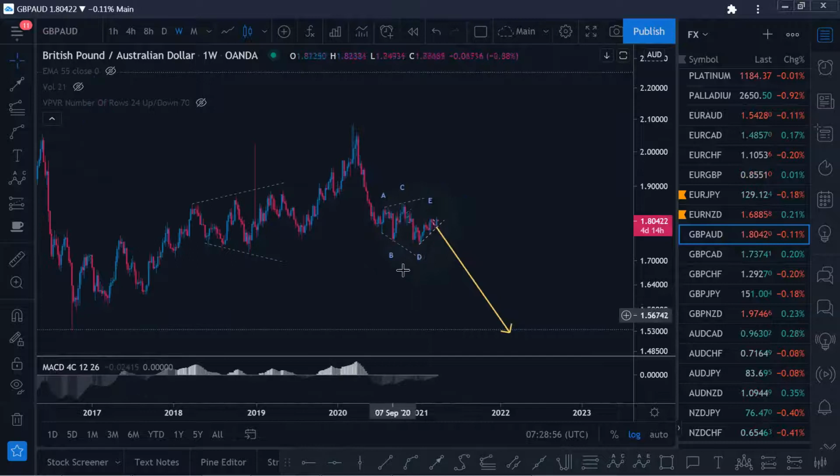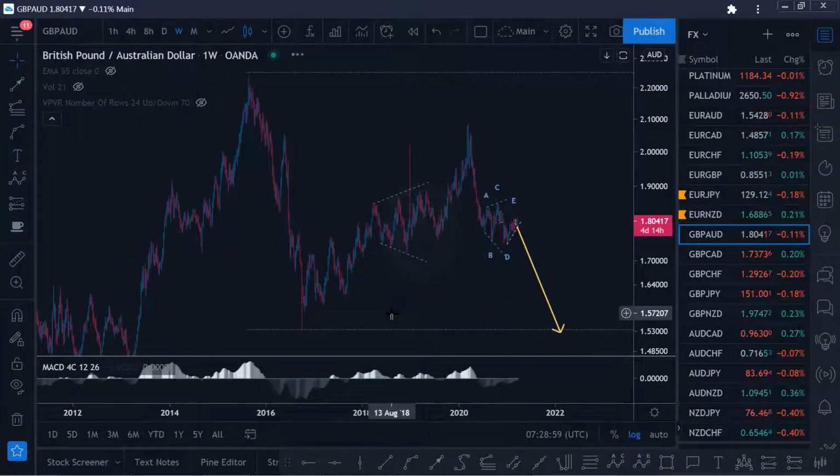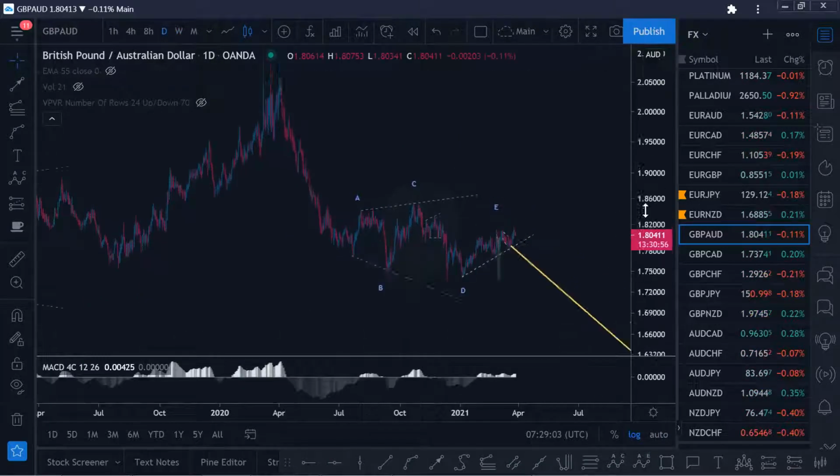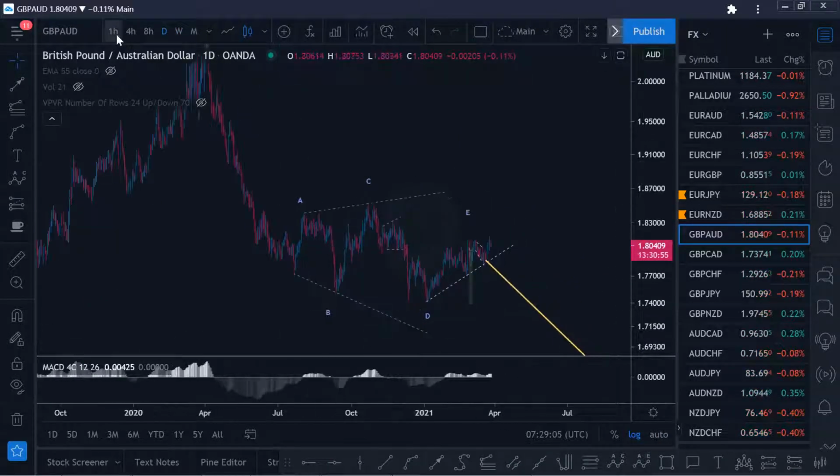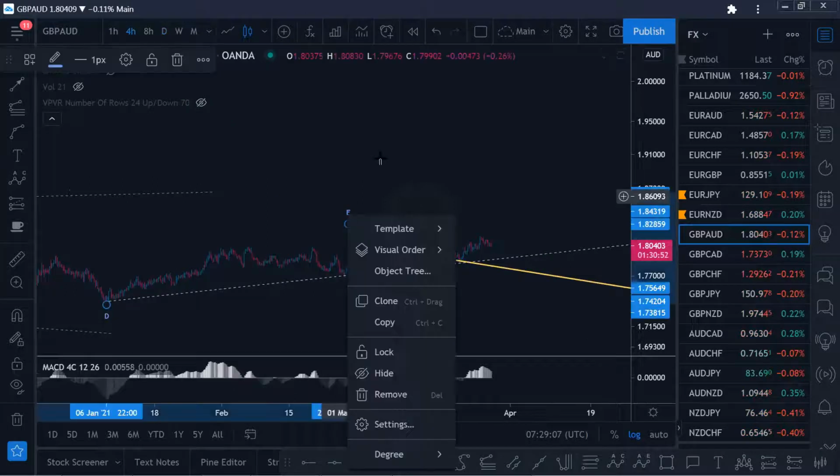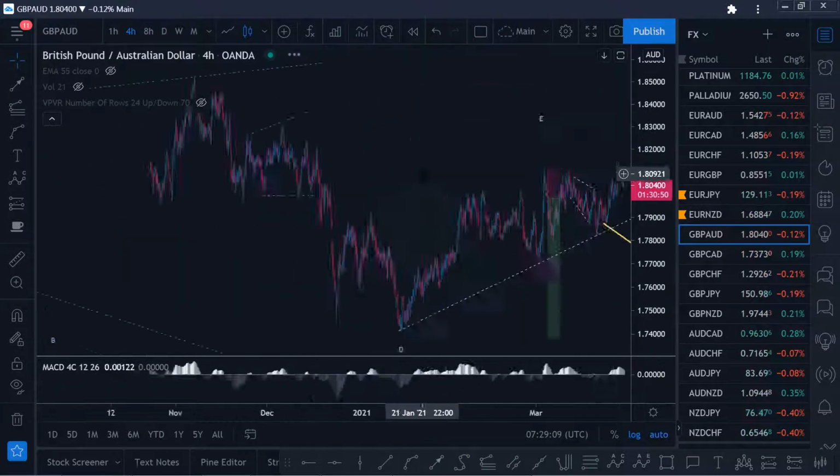Pound Oz, I'm still bearish. I still believe we're going to see a move below 153. I still think we're trading this as an expanding triangle. It's been a choppy E wave, but when we zoom into the structure of this E wave, I just want to show you guys exactly what I'm looking at.